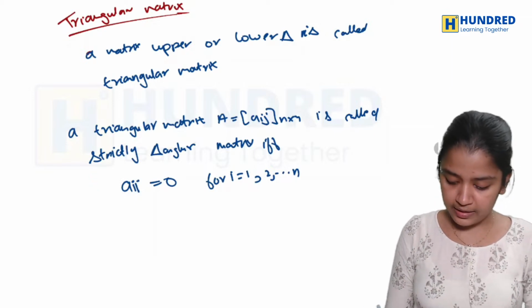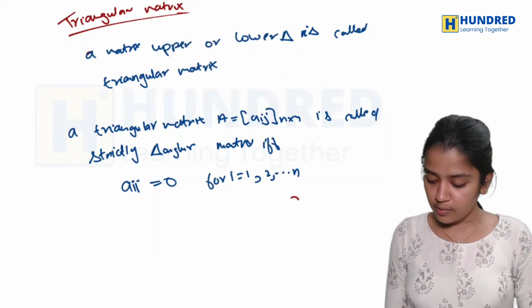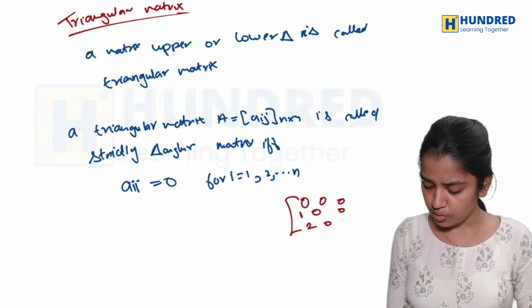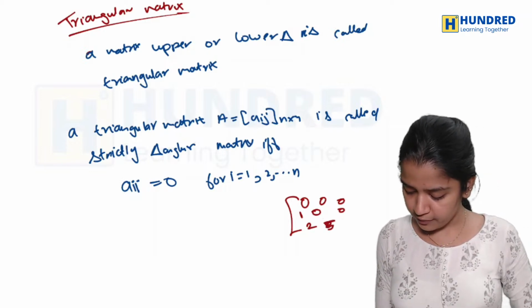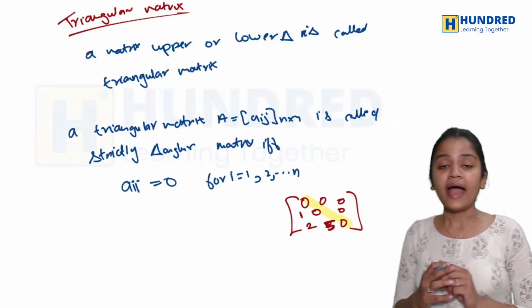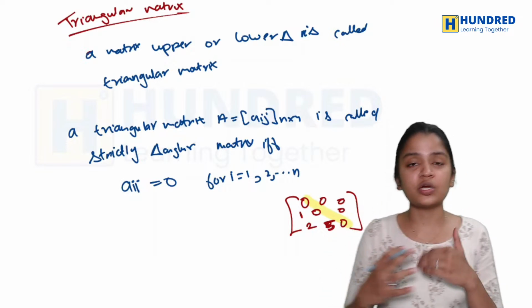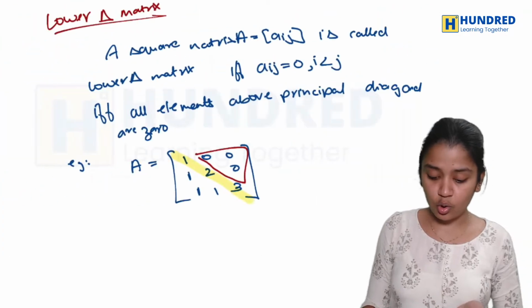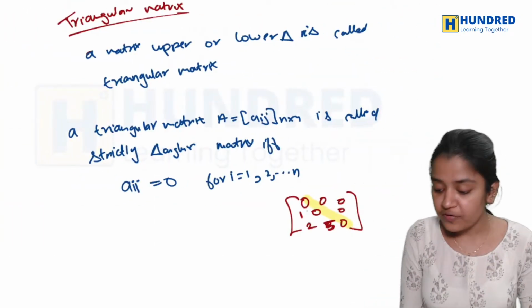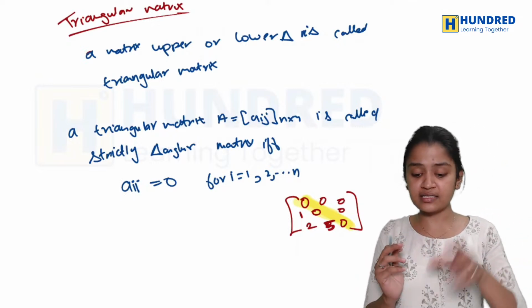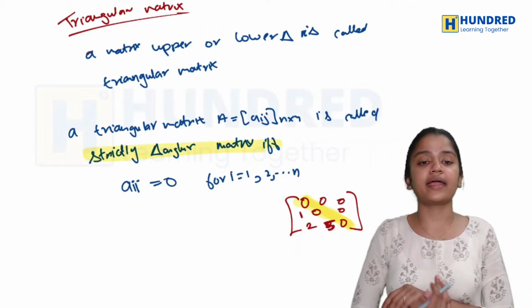For example, take a matrix 0 0 0, 1 0 0, 2 5 0. What is the main diagonal? The main diagonal is 0 0 0, and it is a lower triangular matrix since the lower part is filled. Even the diagonal elements are 0, so you can say it is a strictly lower triangular matrix.